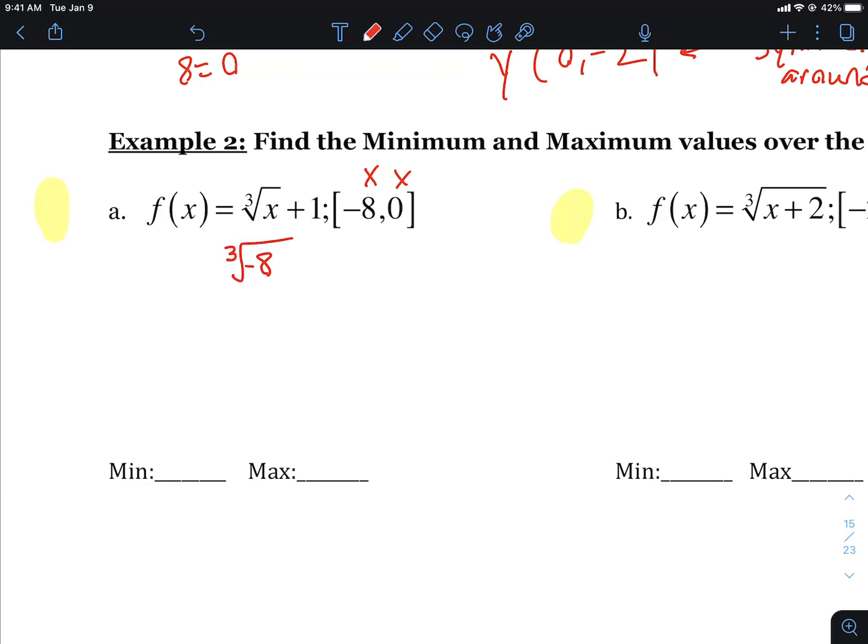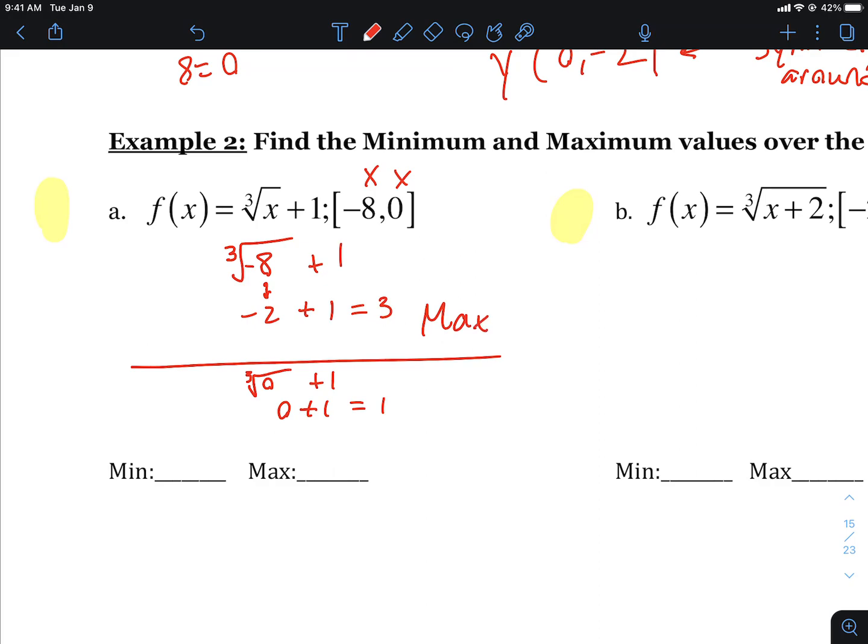This will be cube root of -8, and then it's a +1 outside the radical, which means you need to add 1 after you do the operation here. So this will be -2 for the cube root of -8, and then -2 plus 1 is going to come out to -1. And then we'll do the same exact thing with 0. Cube root of 0 and then +1, that's 0 plus 1, which will come out to 1. So obviously the max is the higher of the two. And then, oh, you know what? I did that wrong there. That should be -1.